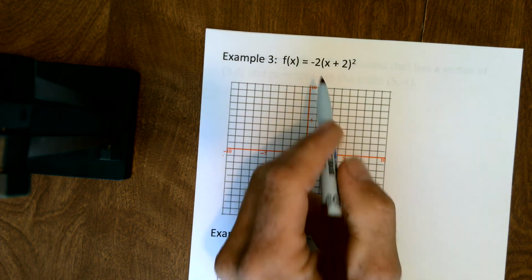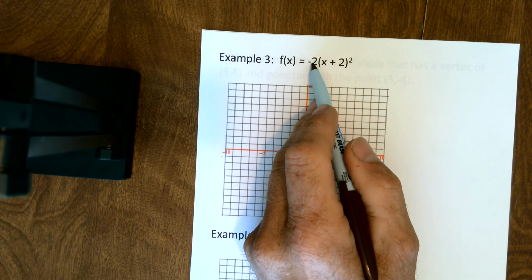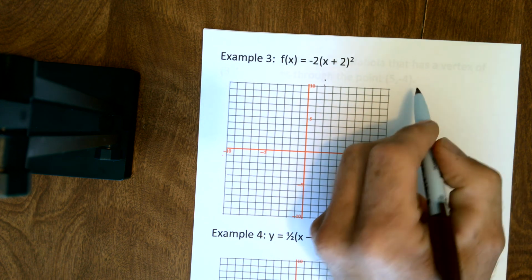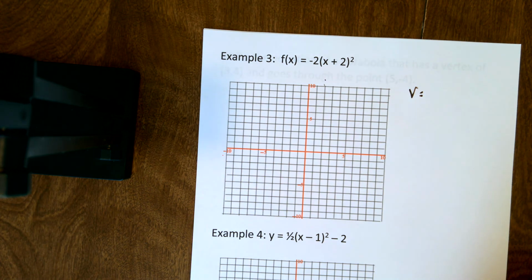So in this example, we have a -2. That tells us that it's going to open down. How is it going to open down? Well, we can go ahead and go through this and we'll see.